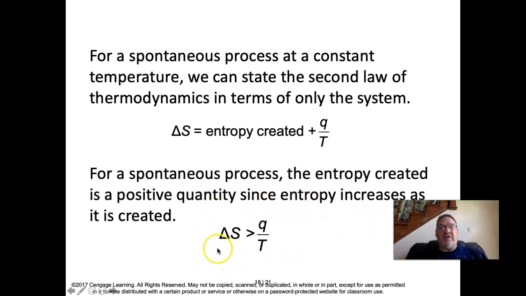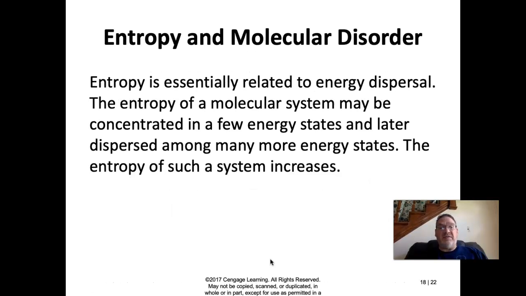This is the one I want to focus on. Again, that change of entropy being greater than heat divided by temperature. This Q divided by T is also known as the heat flow. So this gives us a calculation that we can use if we want to calculate the spontaneity of a solution.